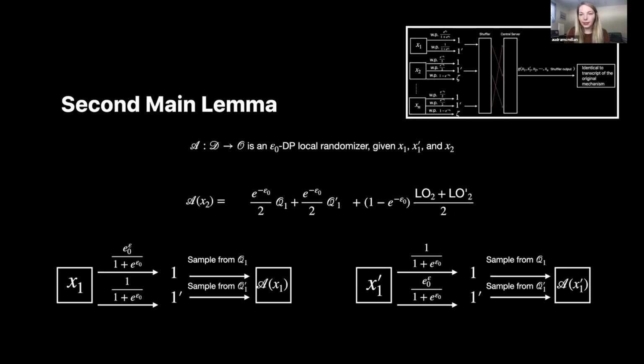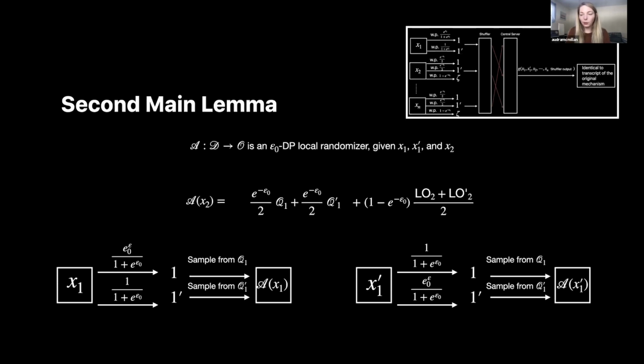And what I can say is, if we look up in the corner again, if you see a 1, then you should sample from Q1. If you see a 1 prime, you should sample from Q1 prime. And if you see a zeta, you should sample from this leftover distribution. Okay. And so for 1 and 1 prime, this is fine to go through the shuffler and onto the central server. So whenever we see a 1, we sample from Q1. Whenever we see a 1 prime, we sample from Q1 prime. But this zeta, when I see a zeta on the central server, I don't know who it came from.